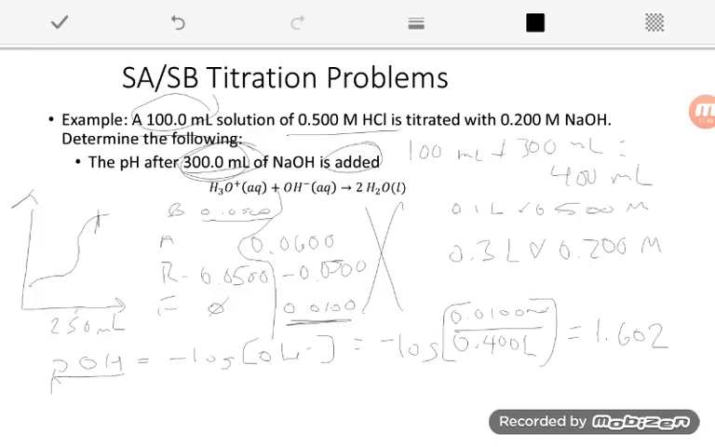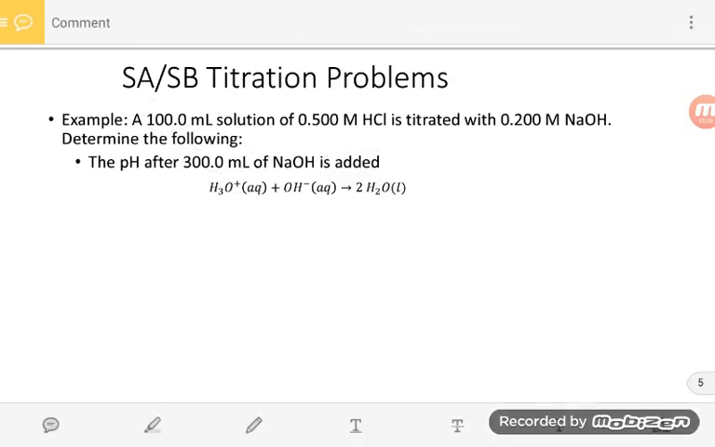Now that's a pOH. Really simple though. A pH is just 14 minus whatever my pOH is. So 14 minus that gives me a pH of 12.398. And once again, we say, oh, that makes sense. On my pH curve, I was past the equivalence point. I was up at this really high part, so my pH should be very high now.